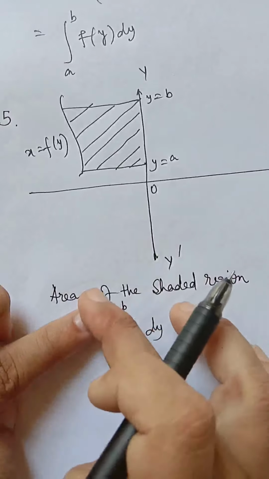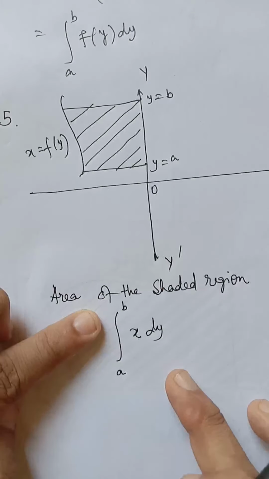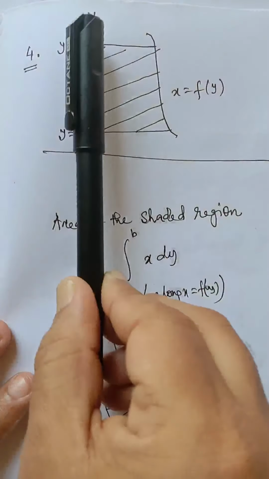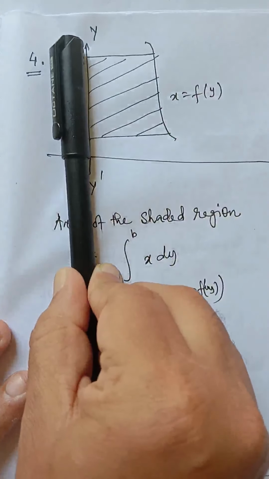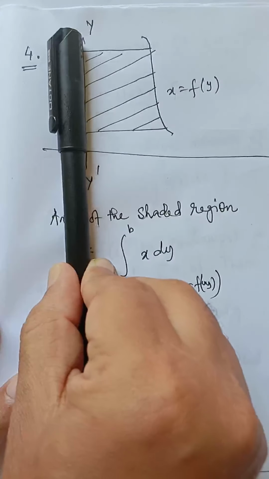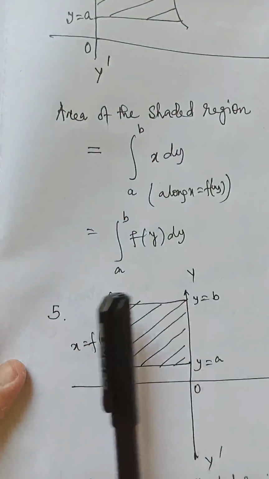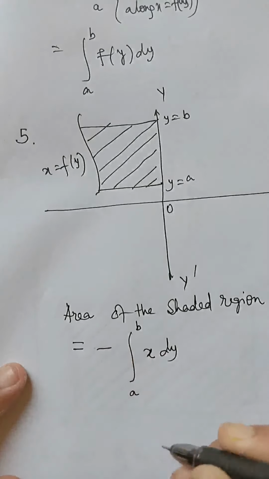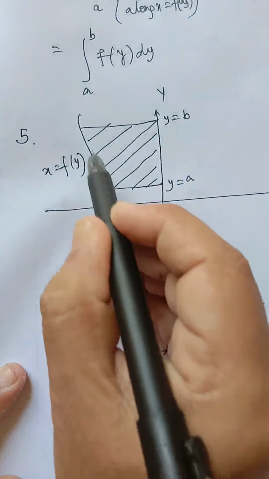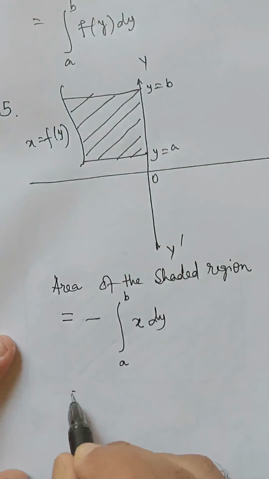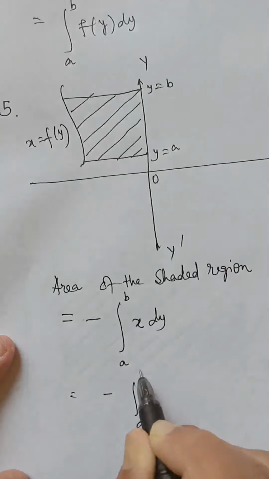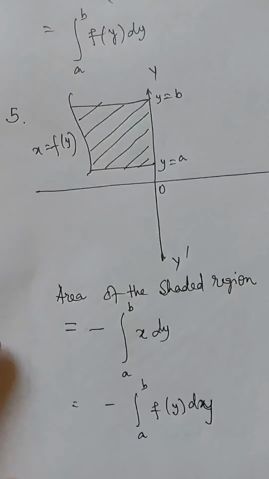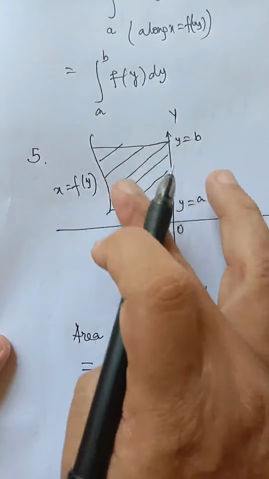Okay, or you can add a modulus sign. So we have to be careful: if the y-axis is one of the boundaries, then we have to check whether the particular region lies to the right hand side or to the left hand side. If it lies to the left hand side, in the formula for area we have to add a minus sign, and x we have to replace from the equation of this curve. So it will be minus of integral A to B f(y) dy. This is the area of this particular region.